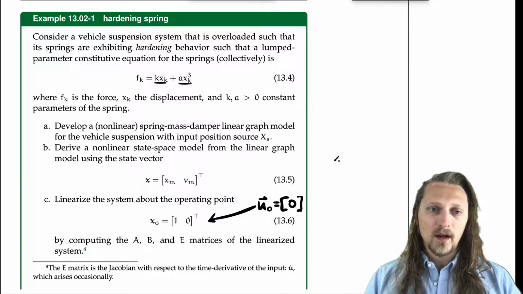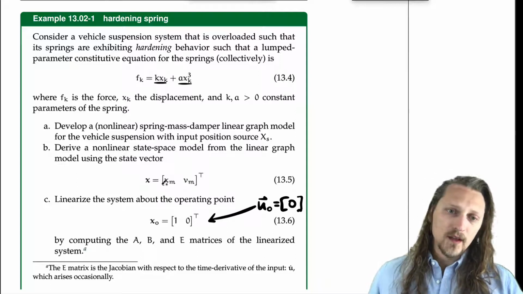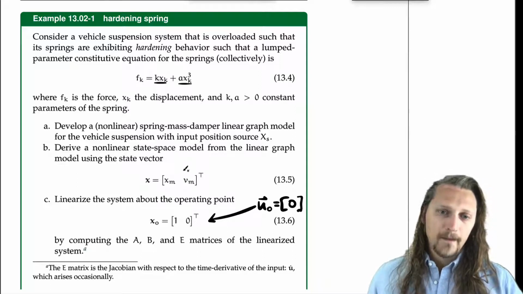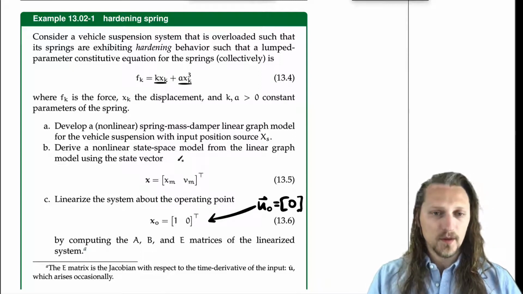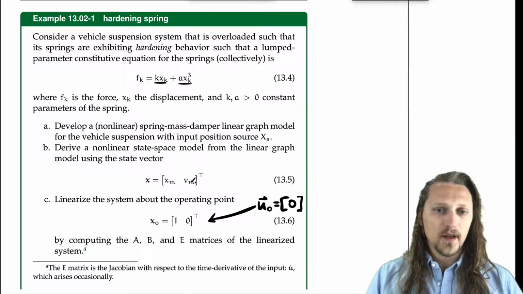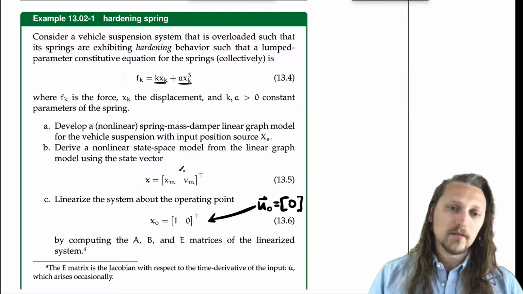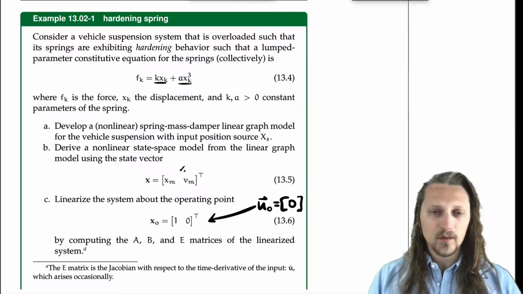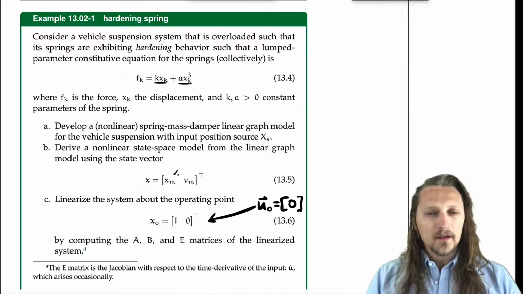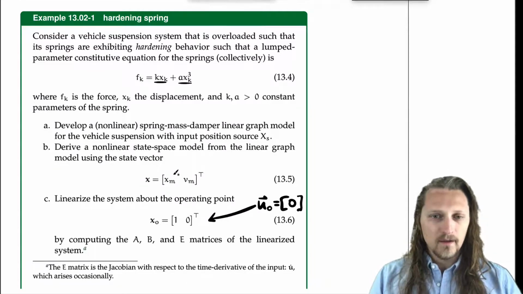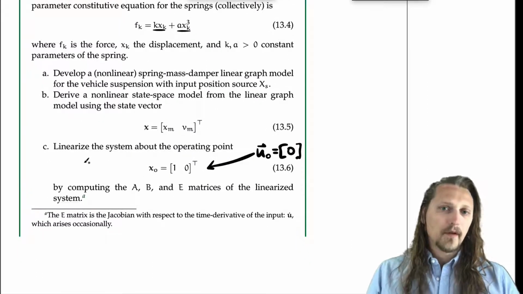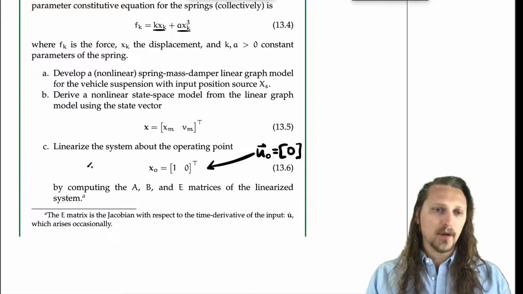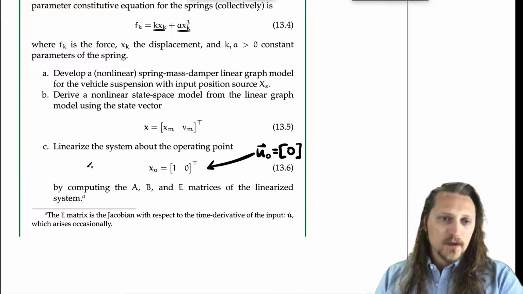Part B is to derive a nonlinear state space model from the linear graph using the state vector given here. Notice this is not the standard choice for a spring mass damper system. We would typically use VM and FK, but I'm choosing a different state variable for one of them. And I'll talk a little bit about why I chose that a little later on. Great.